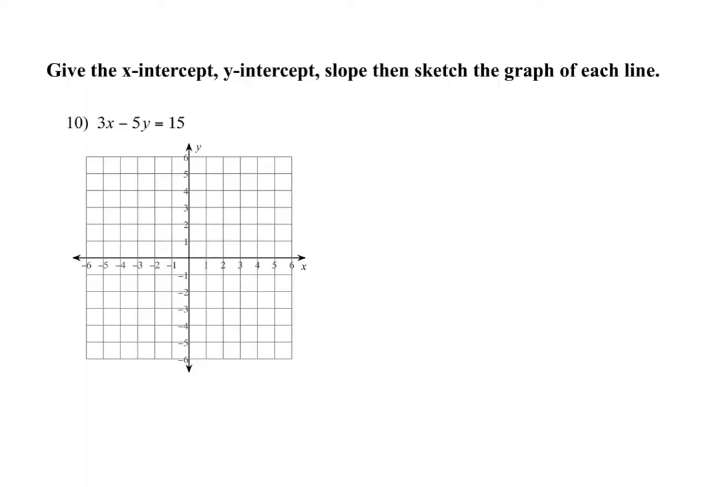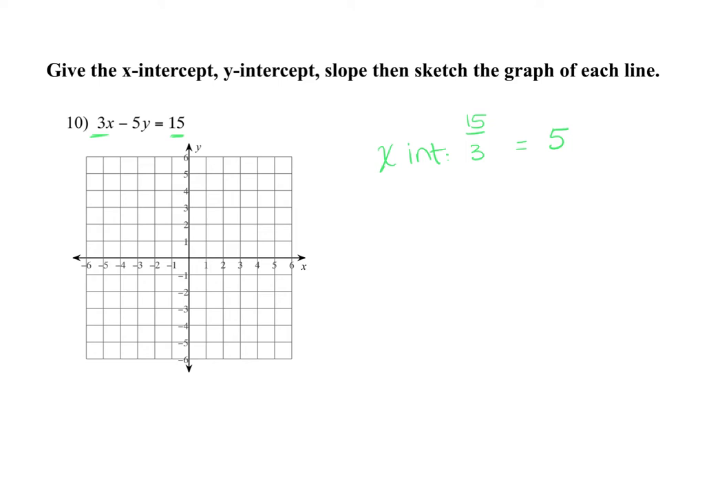This one, I want the x-intercept, the y-intercept, the slope, and I also want you to graph it. Remember, once you have 2 points, you can graph it. So if you have the x-intercept and the y-intercept, plot those points and you can graph it. But when it's in standard form, all you have to do is some division. So if I want the x-intercept, then I take this 15 and I divide it by the number that's in front of the x. That's a 3. So my x-intercept here is going to be 5.